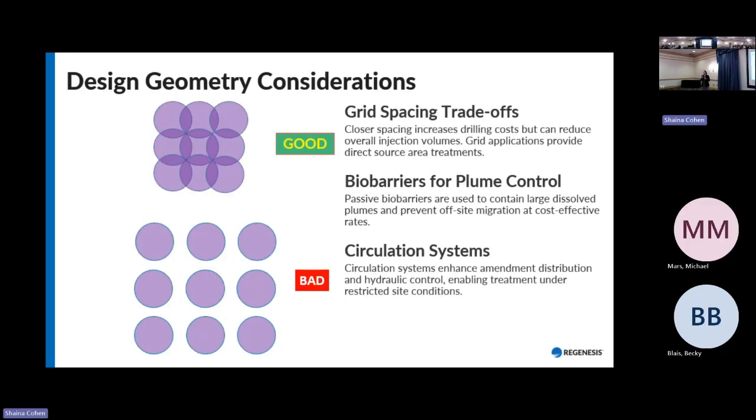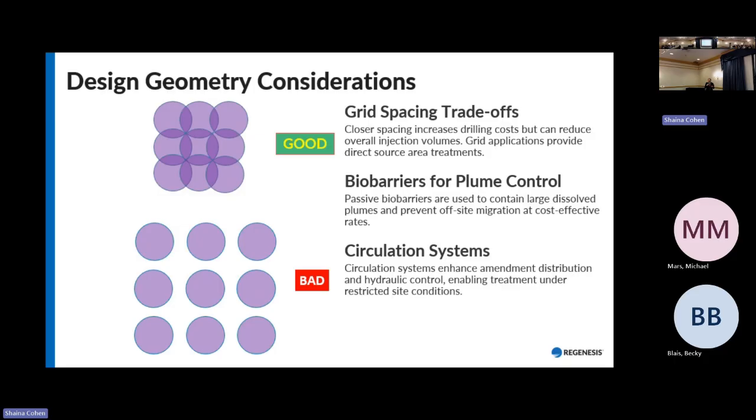So a little bit here too on some geometry considerations. This is applicable to any in-situ strategy, and bioremediation actually is a little bit more forgiving on this than some other strategies. But in general, we're often doing a quote unquote grid layout for source areas, versus a barrier usually at a distal end of the plume.